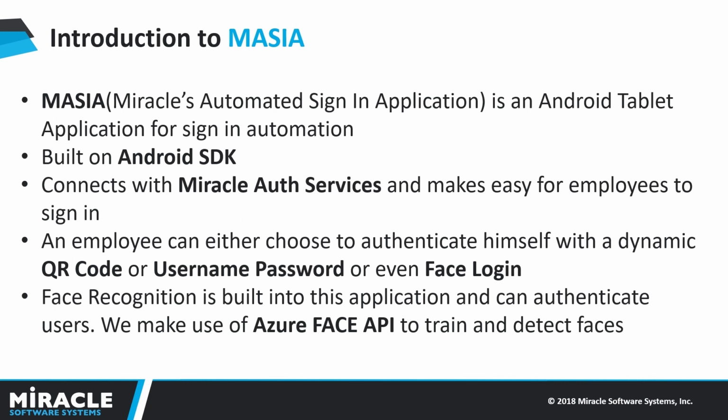MASIA is a native Android application that runs on a tablet. This app makes the daily employee and guest sign-in process very efficient. It connects to Miracle's auth services to identify employees. Employees can sign in to Office daily either with their username and password or with a QR code generated on our Miracle Me application, or you can even use face login. Yes, you heard it right. MASIA uses Azure's Face API to recognize employee faces and sign them in. This is by far the most used feature in MASIA today.